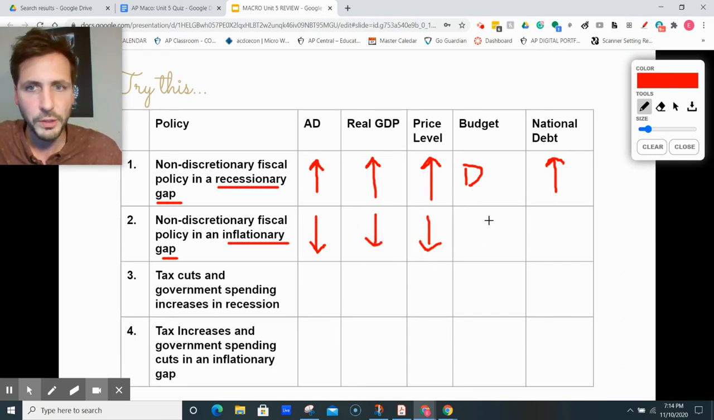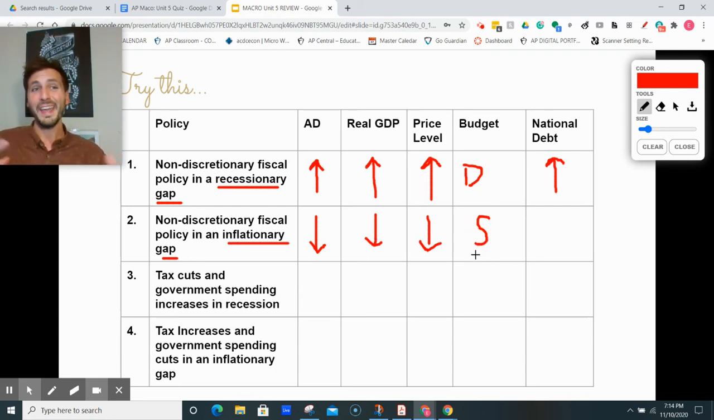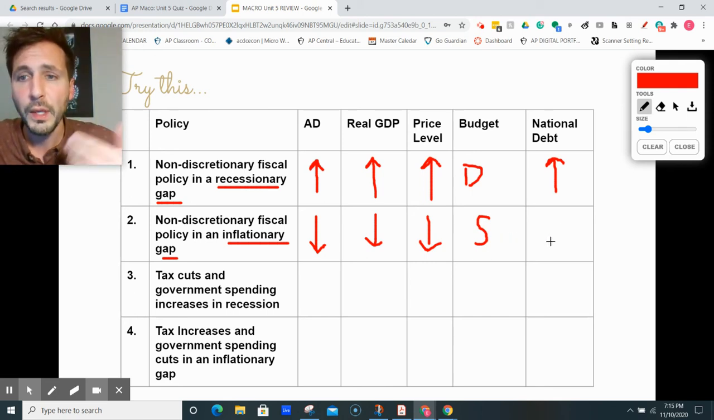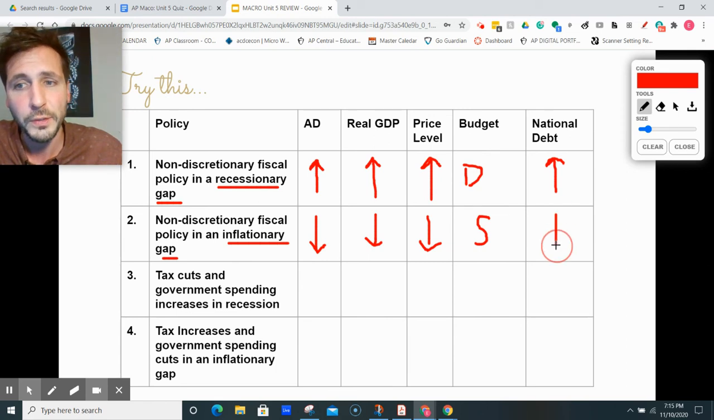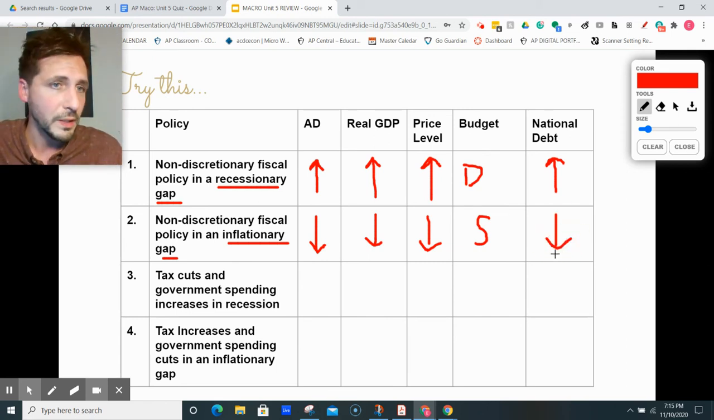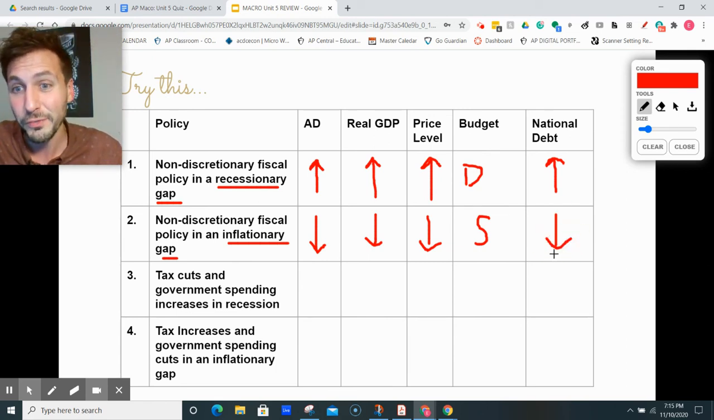What happens with my budget? Well, I just created a surplus, right? I have more money coming in. I have less money going out. That creates, or moves us at least towards, a surplus. So what happens to my national debt? Well, surpluses, as we know, pay down our national debt. That is actually going to fall when we have a surplus. But it's all down arrows.